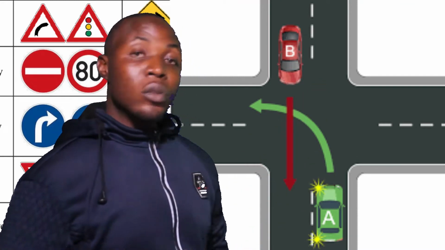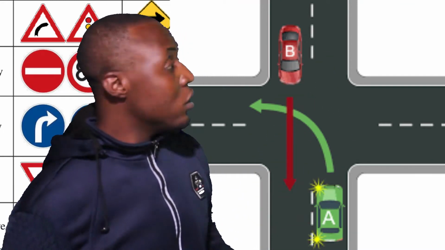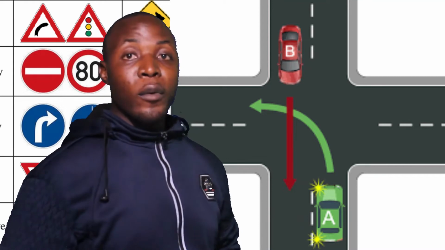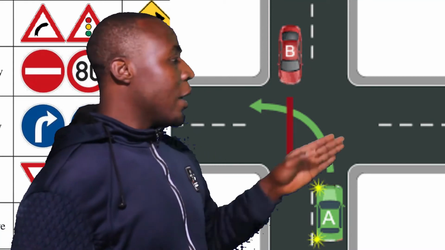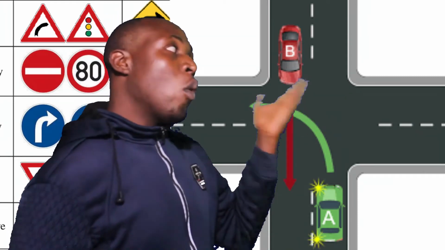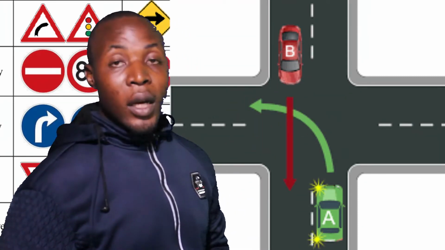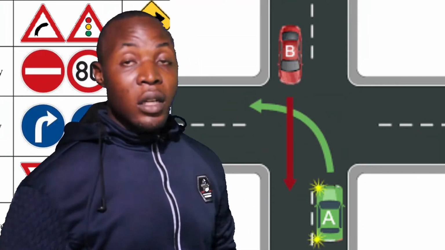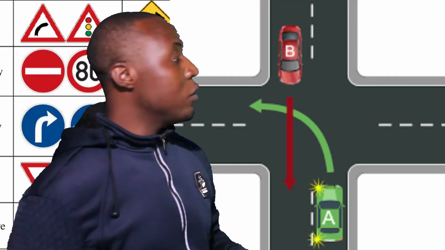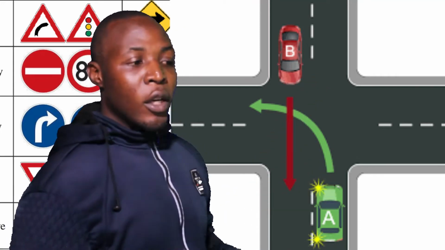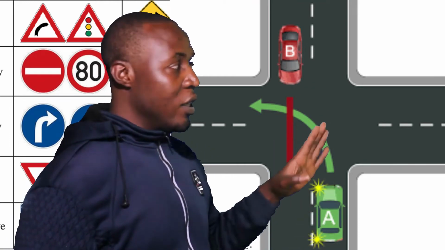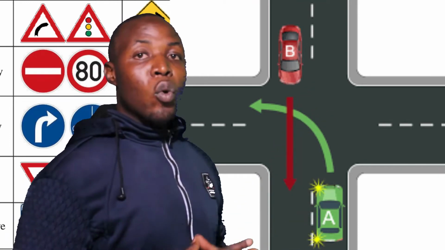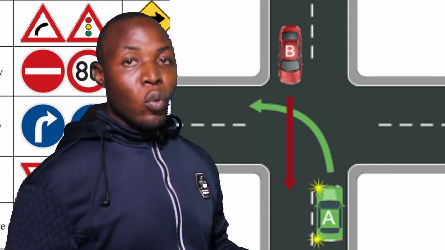So on this junction, since the red vehicle is going straight, the red vehicle has the right to pass first. And the green vehicle, since it wants to turn to the left, has to wait for the red vehicle to pass before it continues. So whenever you put yourself in this type of situation, know who has the right to pass first.